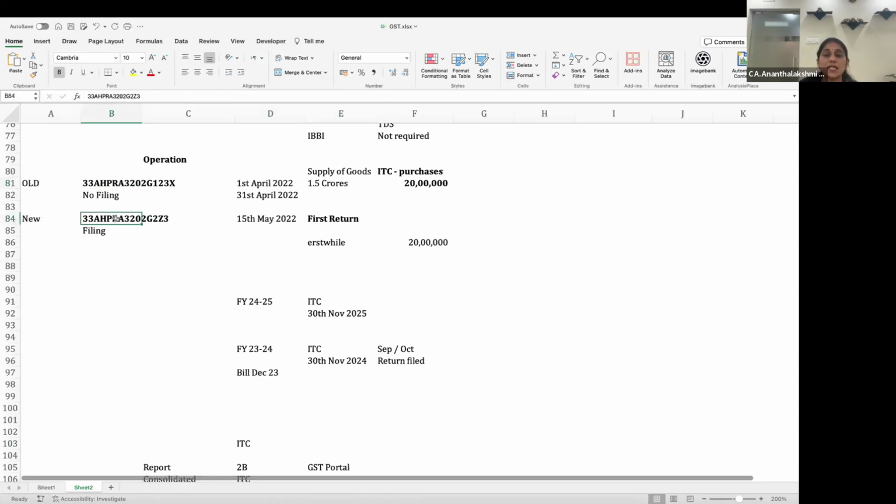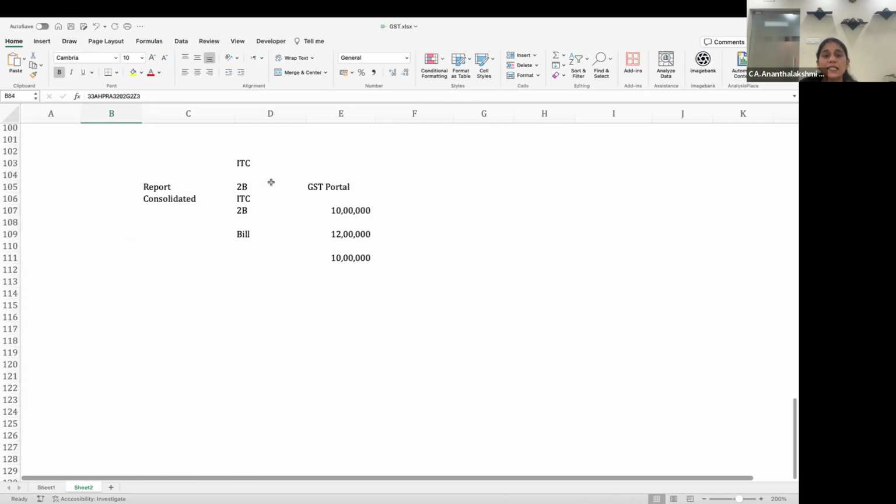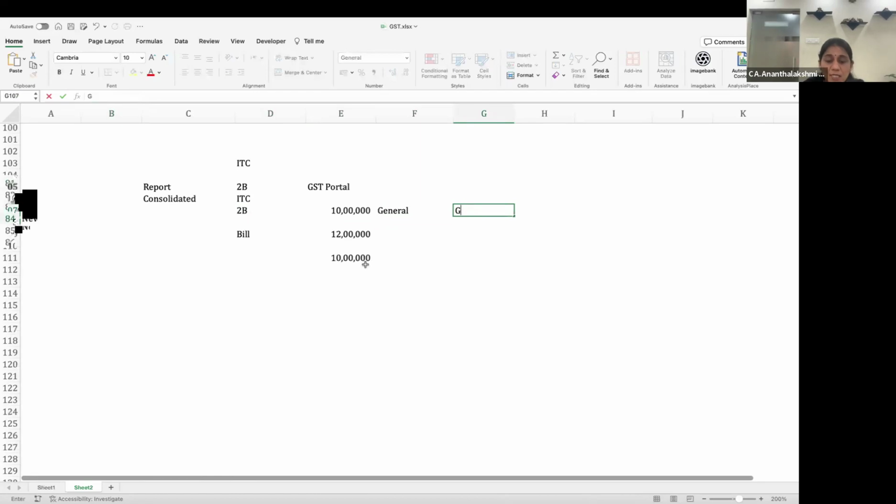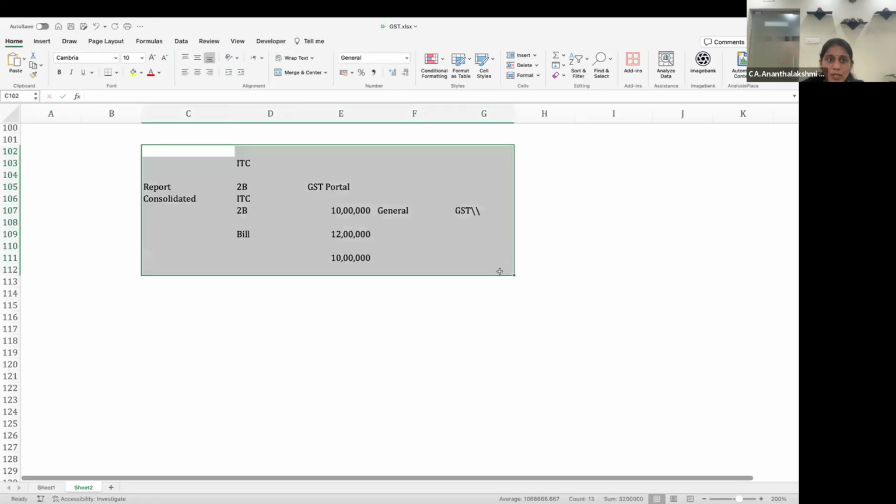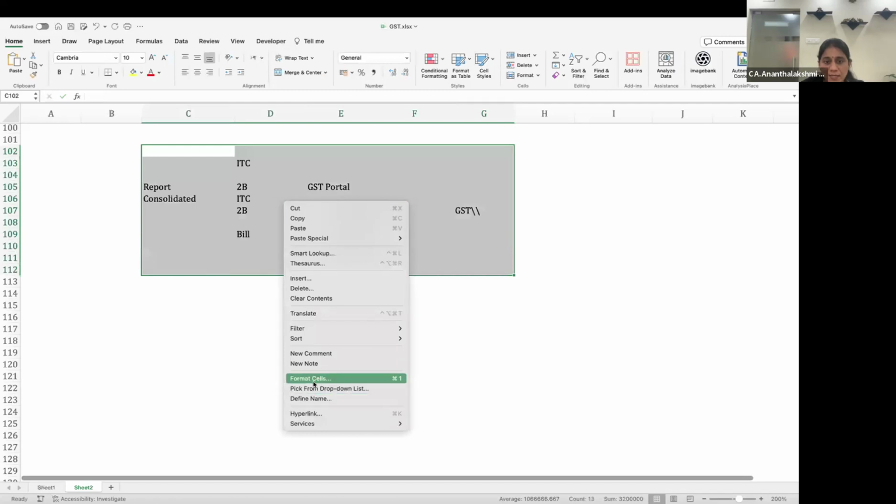For this GST number, no ITC could be available or lesser ITC could be available. To avoid the compliance issue, they said the amount should be reflected in 2B. It is not the condition. This is a general condition when you are filing a regular GST return. But coming to the first return, they said ignore this one. It is not applicable for the first return.